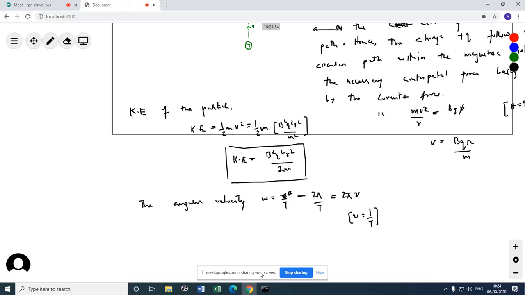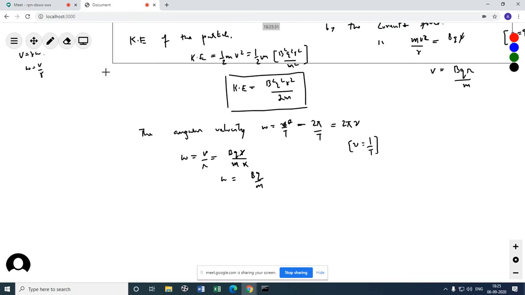Correct? There's also one more relation. The relation between angular velocity and linear velocity is v equals r omega. So that means omega equals v by r. So v is how much I got? BqR by m, into 1 by r. R cancels, so angular velocity is Bq by m. Okay?